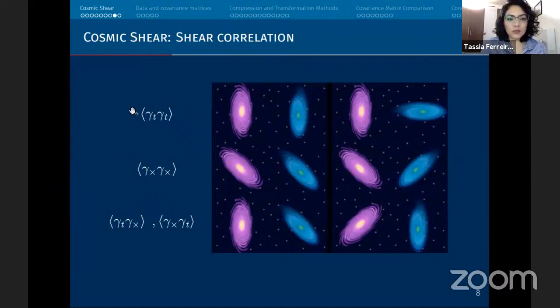So the relationship between these shear components, for the tangential shear, it's just going to be parallel to the X and Y axis that you're used to. So this is again in the plane of the sky. And the cross components are going to be at an angle. So either this way, that way, or whatever angle you want. And then the cross components are just going to be given by this. So it's between the tangential and the cross component.